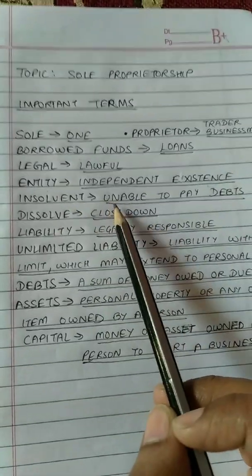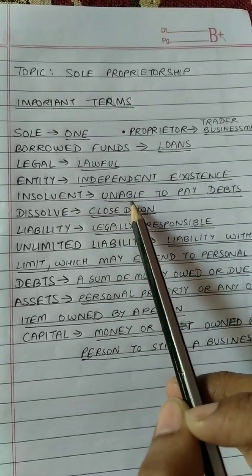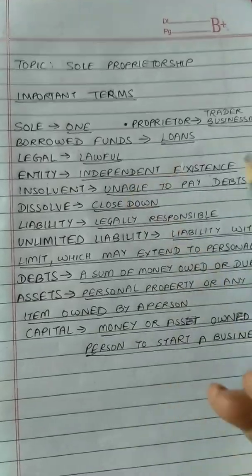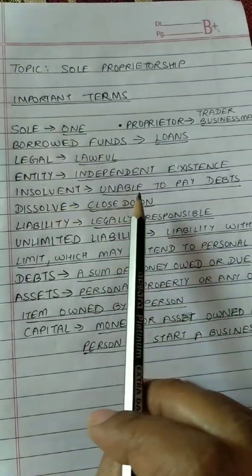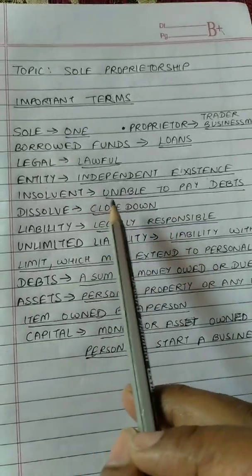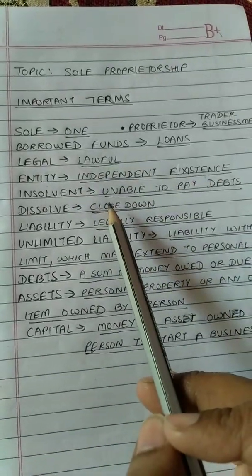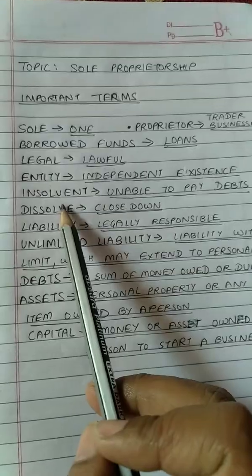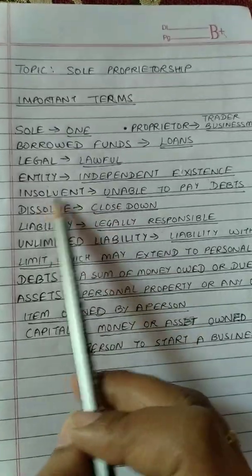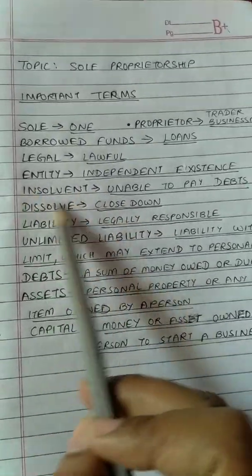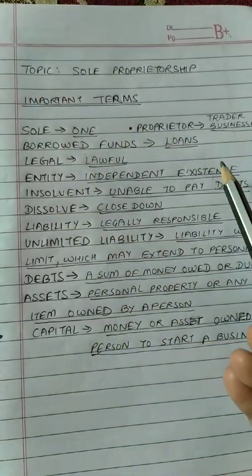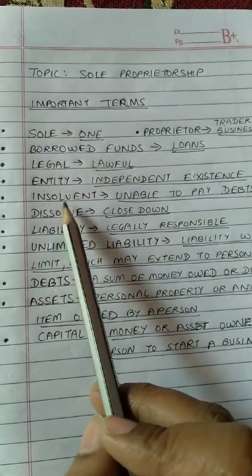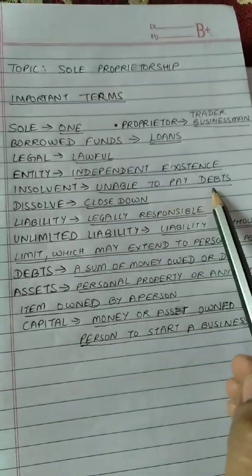Insolvent. Suppose a person is there and he took rupees 50,000 from the other person. But now he has no money left with him and he cannot pay it back. Alright. So he will be called insolvent. He has no property, no money. So he cannot pay his debts now. He cannot pay the money that he owes to someone else. That is known as insolvent, unable to pay debts.